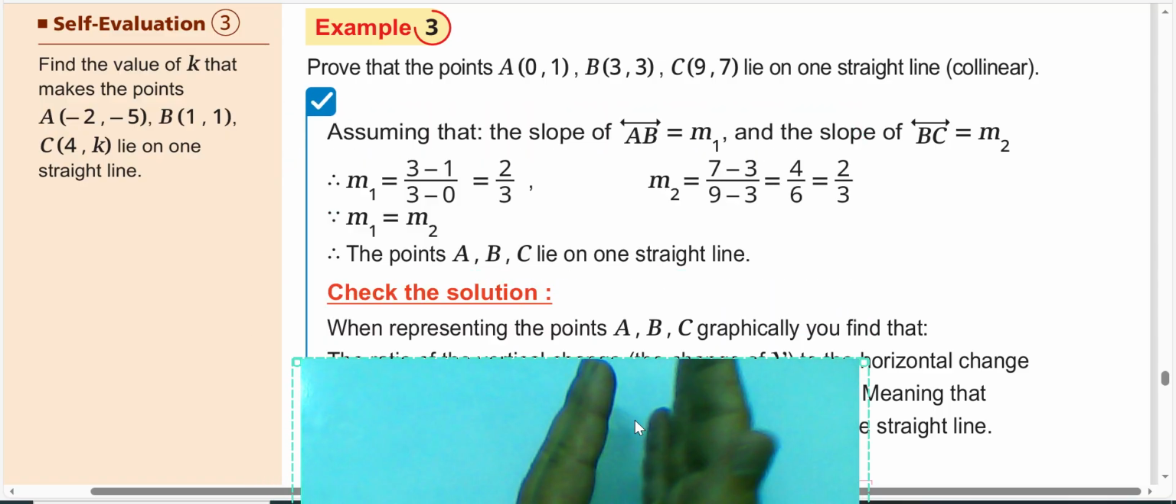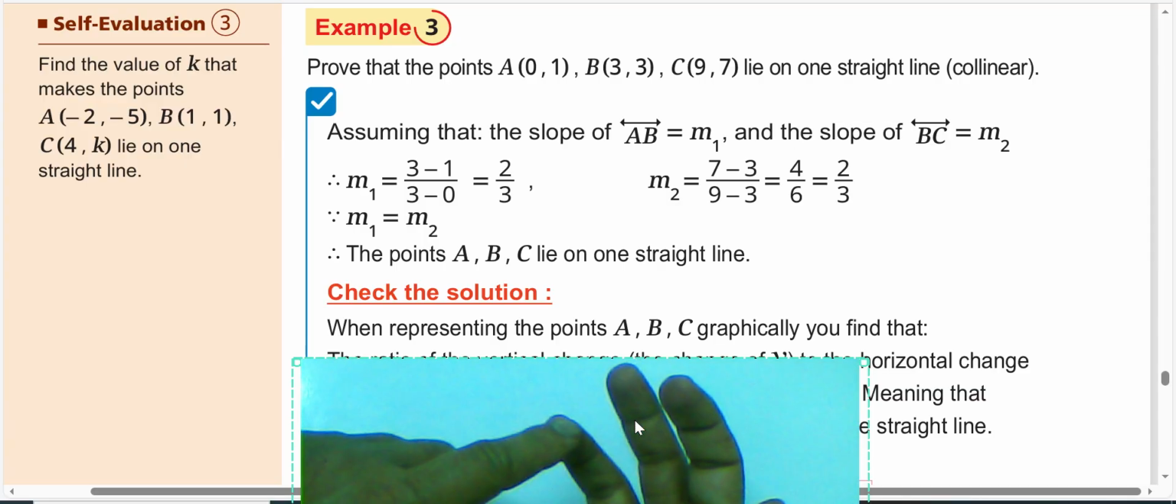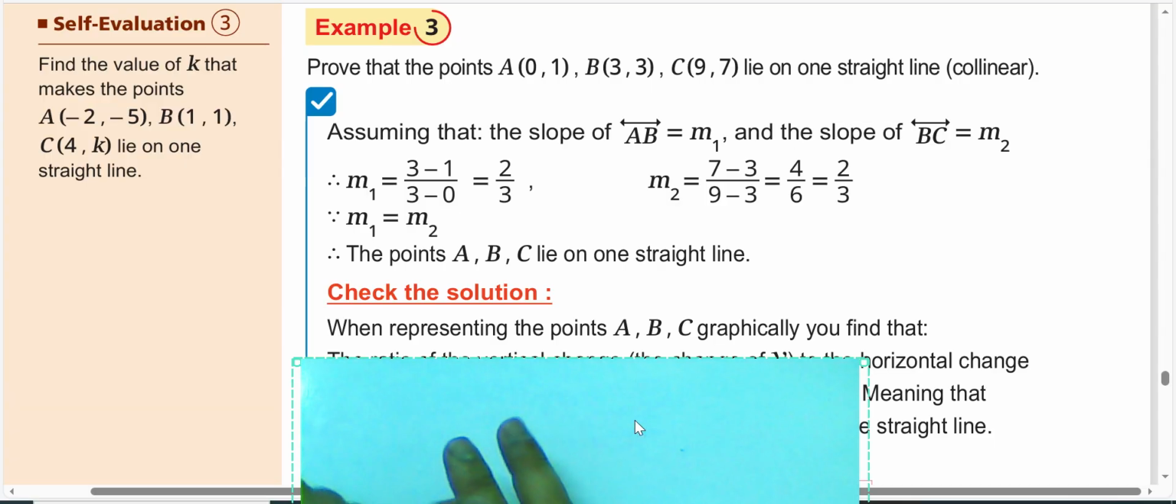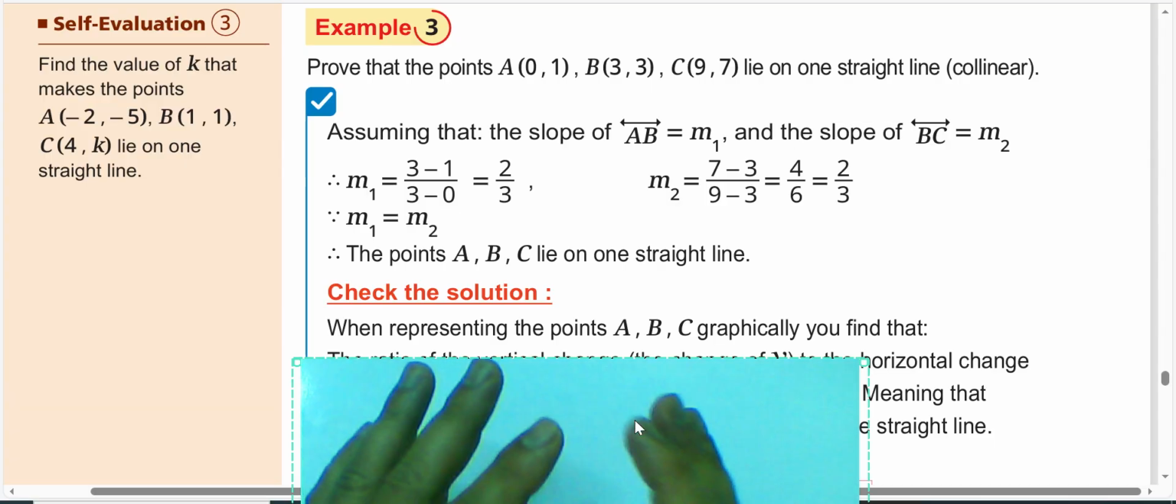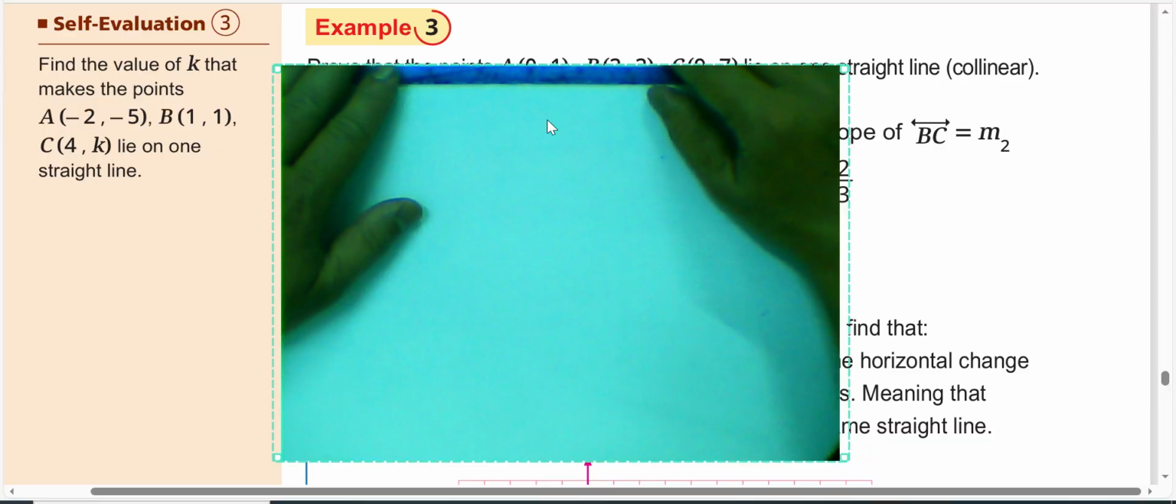We can solve this example also by the last method, about the distance between points. We find the distances AB, BC and CA, and if the greatest line segment equals the sum of the smaller sides, we call it collinear. But now we can find it by using the slope. We find slope 1 and slope 2, and if they are equivalent, the 3 points are collinear. Now we will solve the question here.